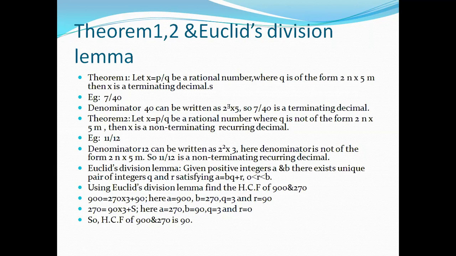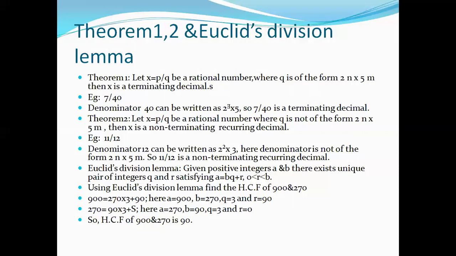Then what is theorem 2? Theorem 2 is that x is equal to p by q be a rational number where q is not of the form, q means denominator is not of the form 2 power n into 5 power m, then x is a non-terminating recurring decimal. Let us see one example.